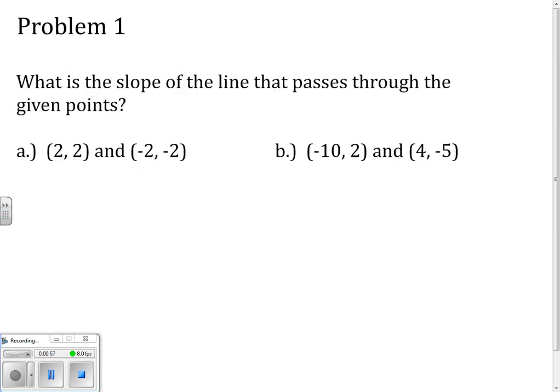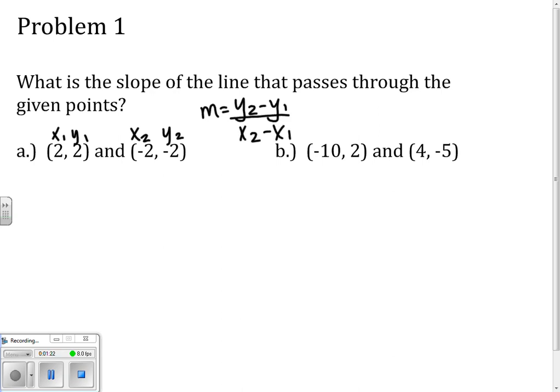Problem 1, what is the slope of the line that passes through the given points? It doesn't matter which ordered pair you choose to be x1, y1, and x2, y2. I tend to keep them in the same order. So whatever ordered pair comes first, I call x1, y1, and whatever one comes second, I call x2, y2. And I'm going to write the formula on this screen so you can see what I'm doing.